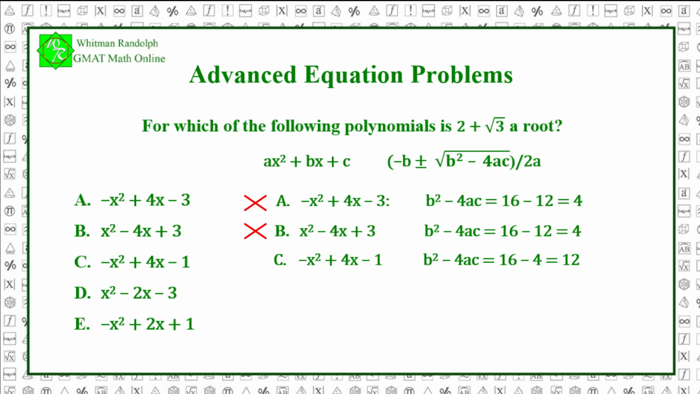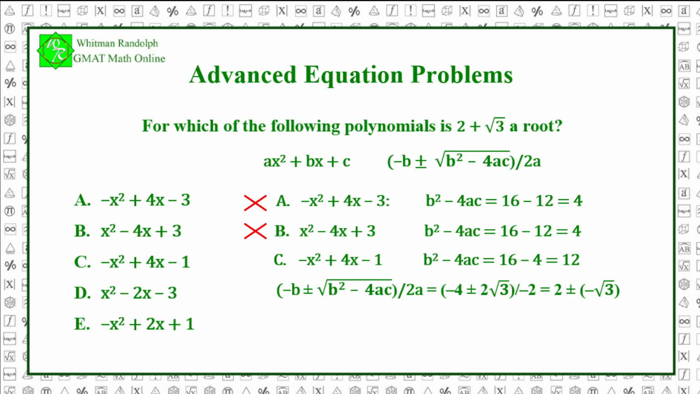Answer C. Minus x squared plus 4x minus 1. b squared minus 4ac equals 16 minus 4, which equals 12. Since the square root of 12 equals 2 times the square root of 3, this polynomial looks like a candidate. So let's work out the full formula.